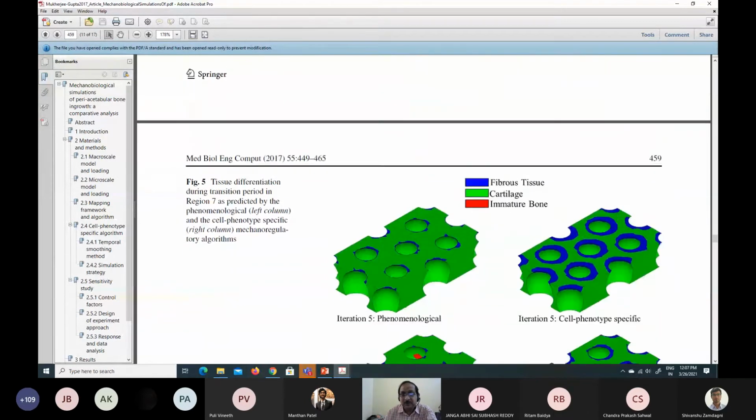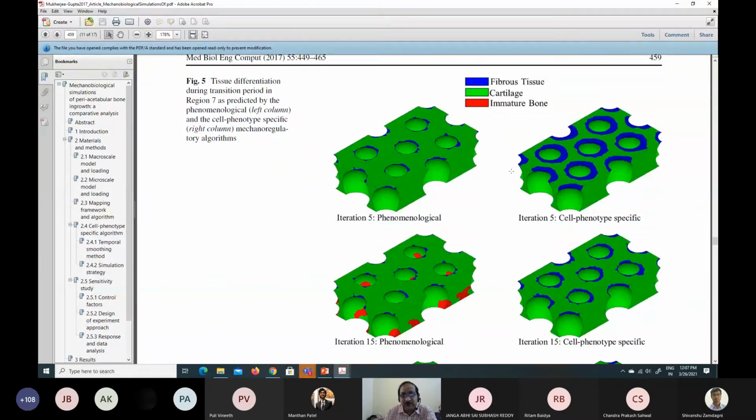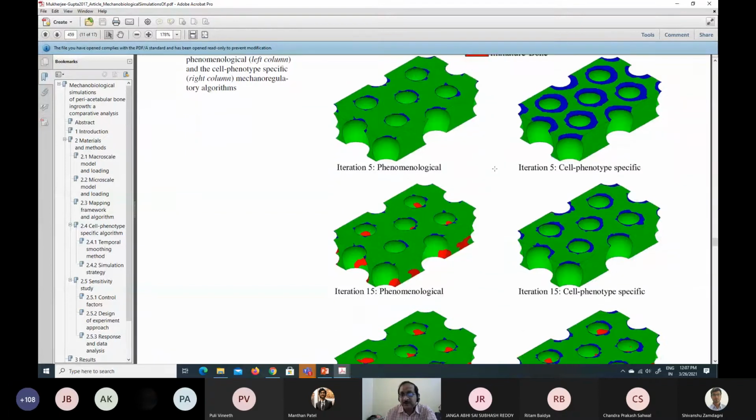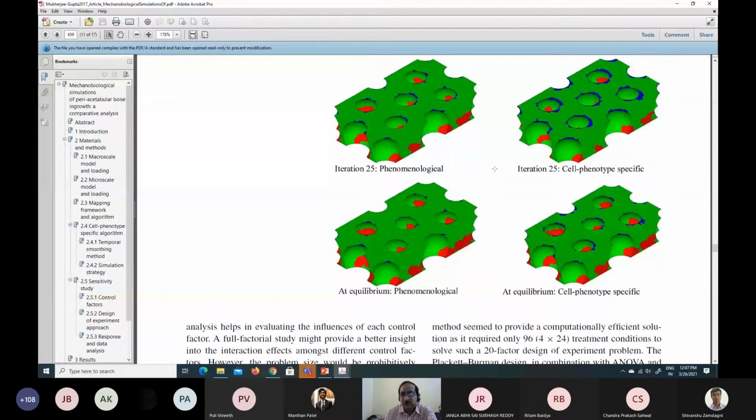So this is for region 7, that was for region 5. In region 7, there are also differences. But if you move to the equilibrium state, you see more similarities.